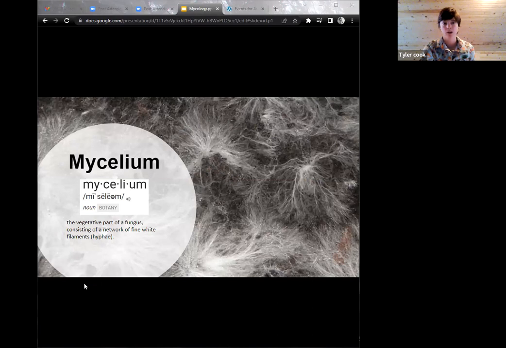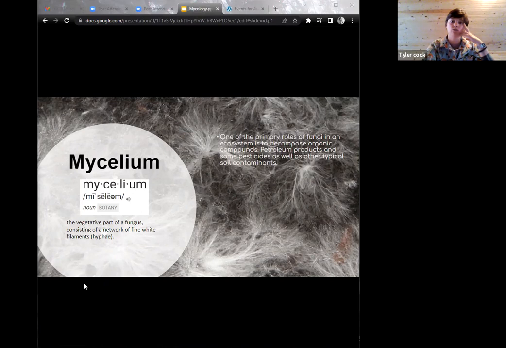When we think of mushrooms, we're only really looking at a very small reproductive organ of the fungal body. And mycelium is the vegetative part of the fungus that consists of the network of fine white filaments that are called hyphae. And one of the primary roles of fungi in an ecosystem is to decompose organic compounds. Petroleum products and some pesticides, and other soil contaminants as well, are also able to be absorbed by mycelium. And fungi have the potential to eradicate these pollutants from their environments unless the chemicals prove toxic to the fungus, but most fungi have proved to be super resilient to these pollutants.